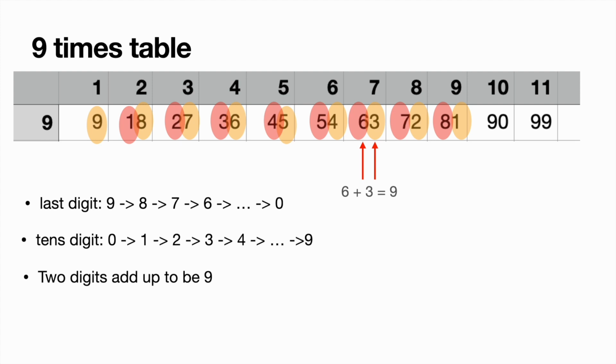And this is true also for the other products, say 9, 18, all the way up to 90. It's all like this. So this also will help you to memorize the 9 times table. And for this very last one, I will leave it until the 11 times table.